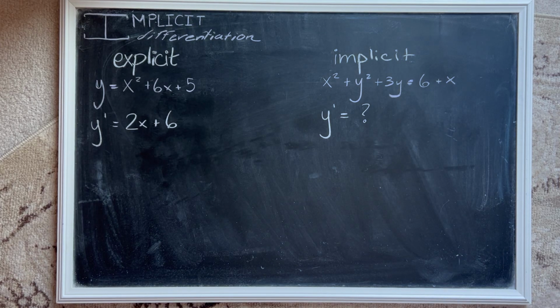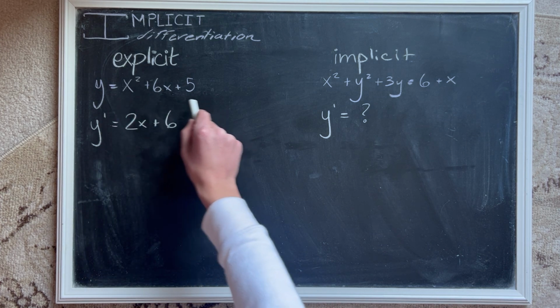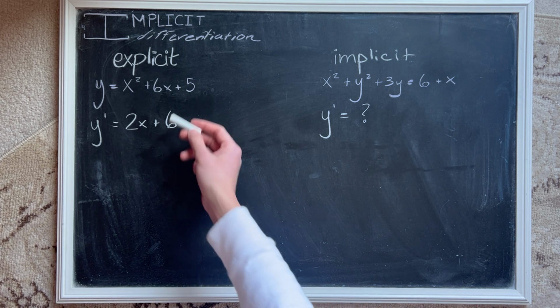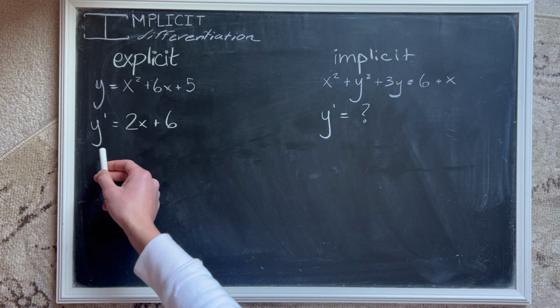In this video, we're going to learn about implicit differentiation. So there are two types of functions. This is an explicit function. This is what you're used to seeing, where it's y equals and then some x here. Taking the derivative of these functions is pretty easy. All you have to do is, in this situation, use the power rule, and y prime would equal 2x plus 6.